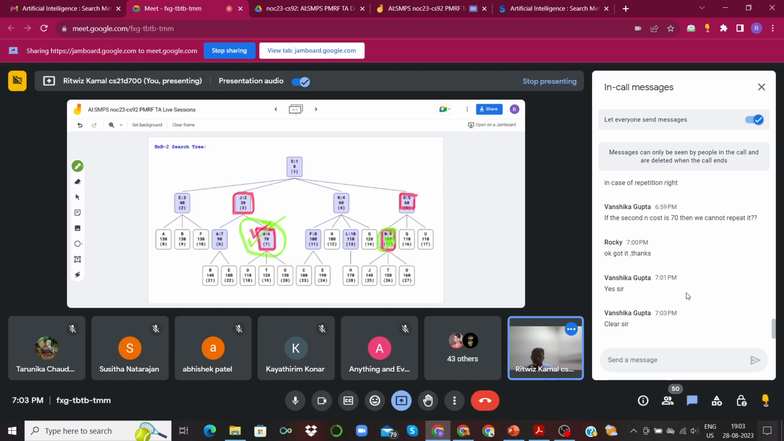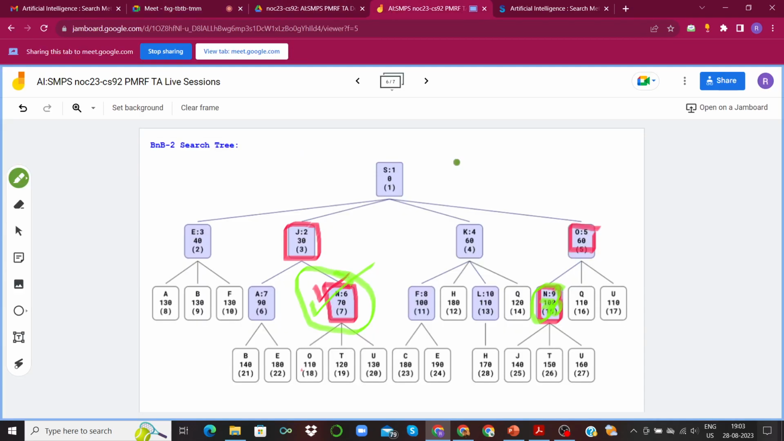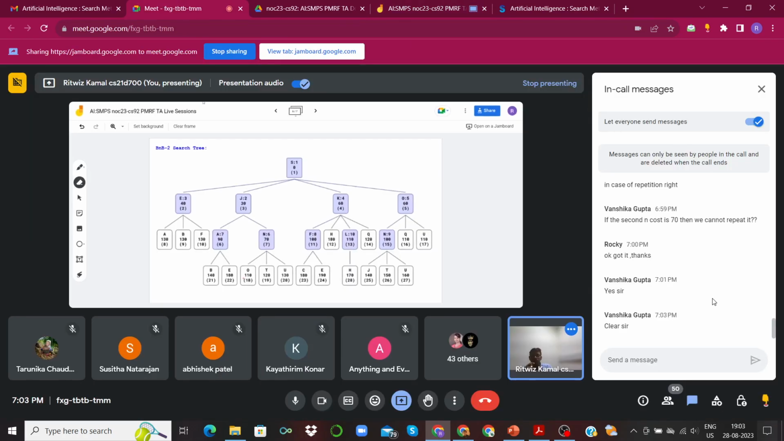Okay, that's great. So once again, I will remove this clutter and I'll keep the solution here for a while so that you can go through it and convince yourselves about the BNB2 search tree, and then we can move on to the next few questions and the algorithms that we're going to explore.